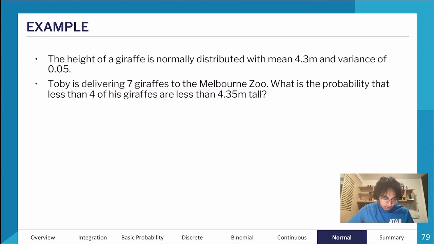Okay, so Toby is delivering 7 giraffes to the Melbourne Zoo. What is the probability that less than 4 of his giraffes are less than 4.35 meters tall?